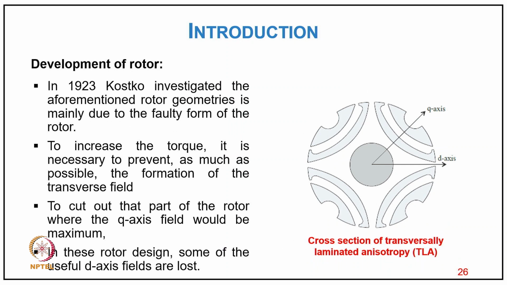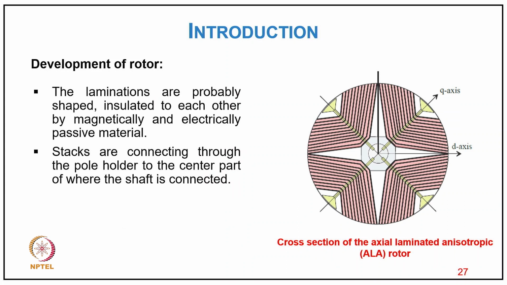And in 1923, Kostko investigated the aforementioned rotor geometry, of this transversely laminated anisotropy TLA construction, mainly due to faulty form of the rotor. To increase the torque, it is necessary to prevent as much as possible the formation of the transverse field, and to cut out the part of the rotor where the Q axis field will be maximum. In these rotor designs, some of the useful D axis flux is lost, and this is typically the cross section of the axially laminated anisotropic rotor, ALA rotor.